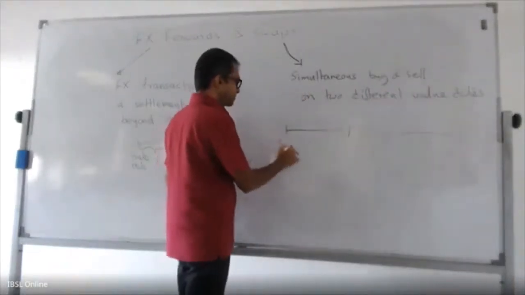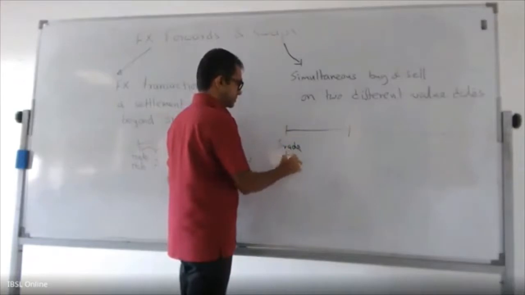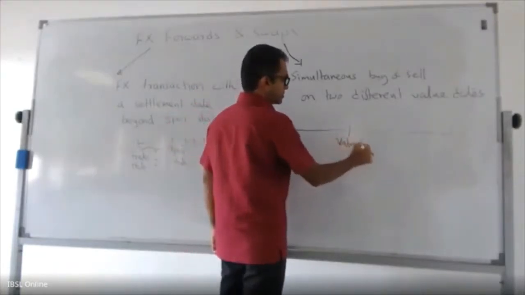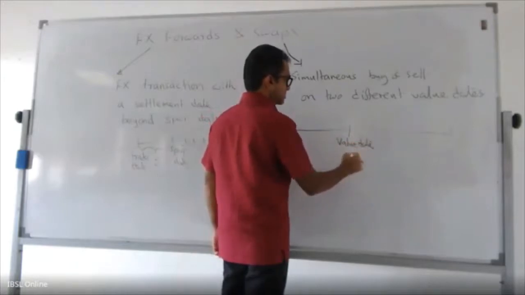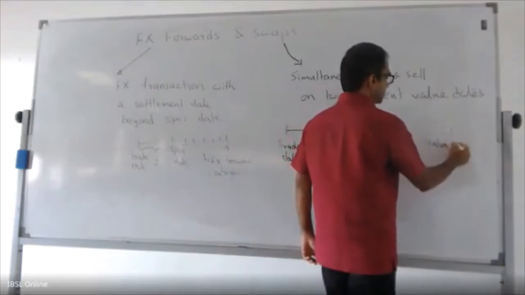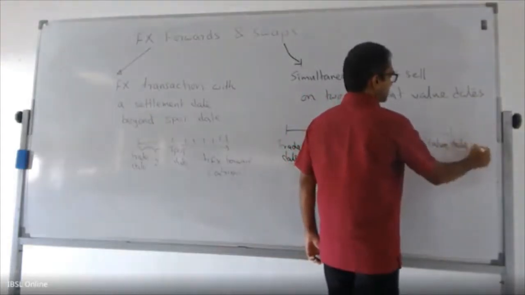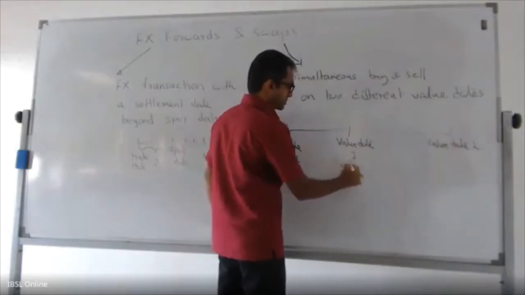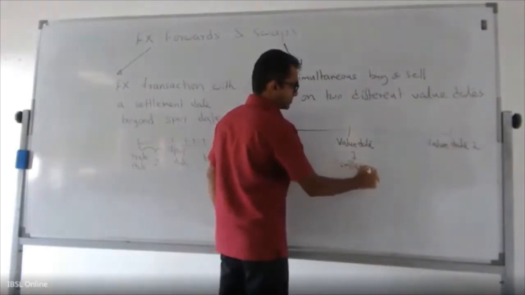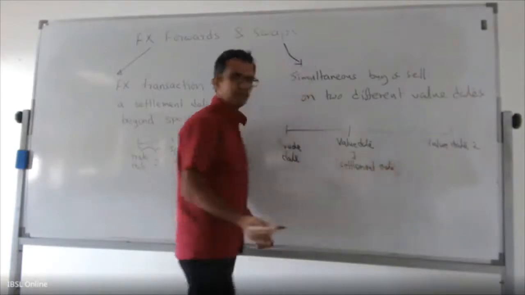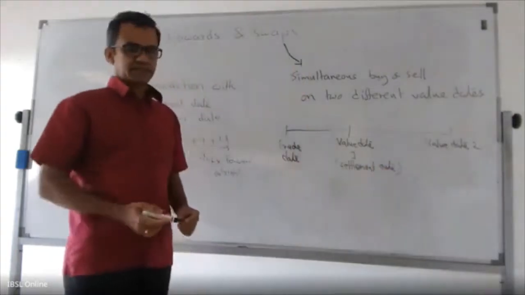This is the trade date, value date 1, value date 2. Value date means, or you can say, settlement date. Remember that value date and settlement date are the same.